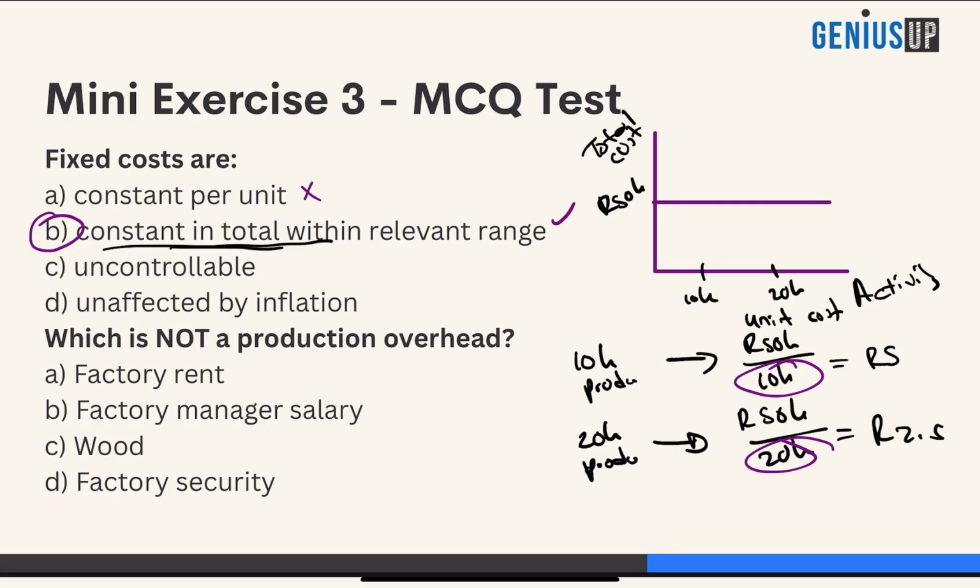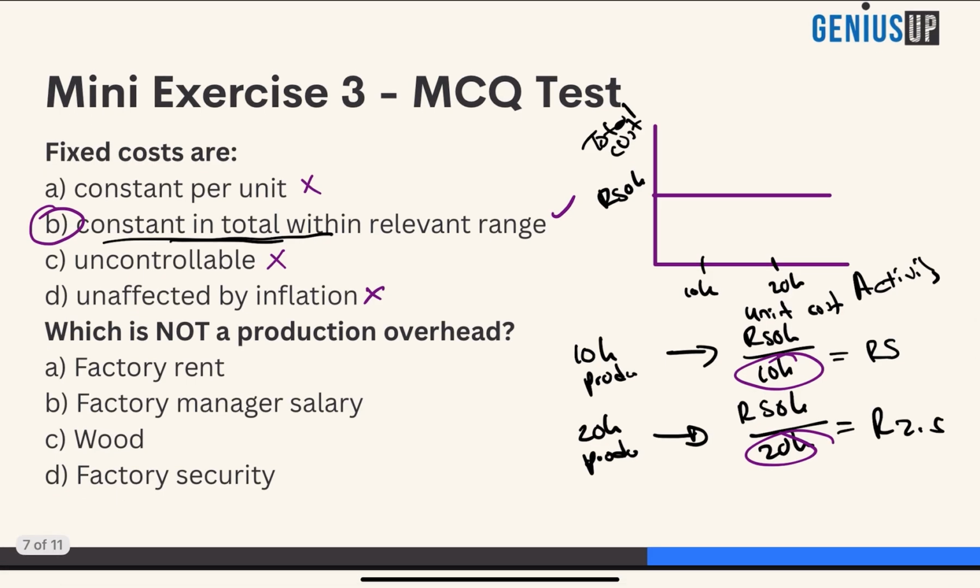And number 3, it says it's uncontrollable. Well, that's wrong, because we can control it, right? We can negotiate the rent, or it doesn't fluctuate a lot. So fixed costs don't fluctuate a lot, therefore they're controllable. Unaffected by inflation, this is also wrong, because all the costs are affected by inflation, whether it's rent, whether it's direct material, whatever it is. Inflation is just a general increase in prices in the economy, right? So every cost is affected by inflation.